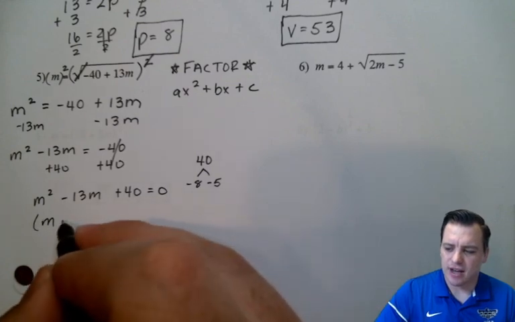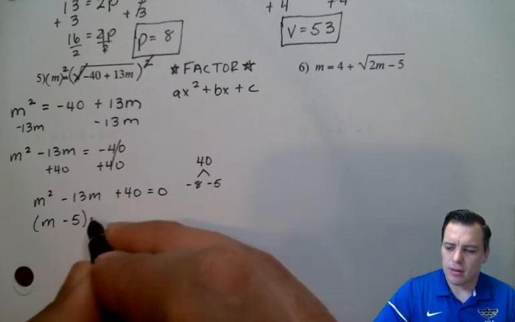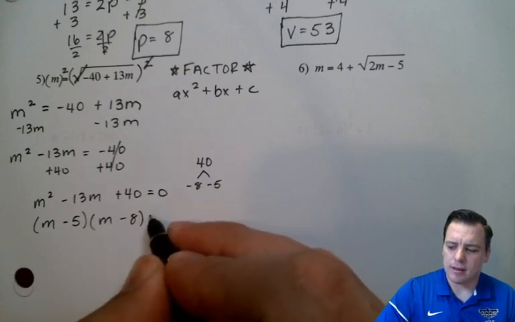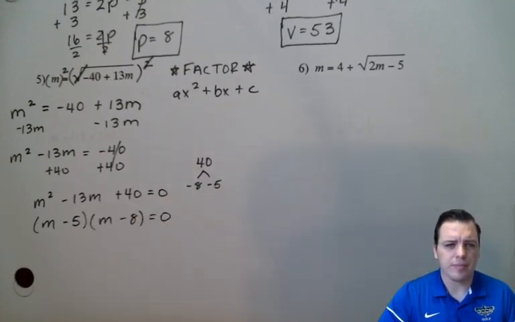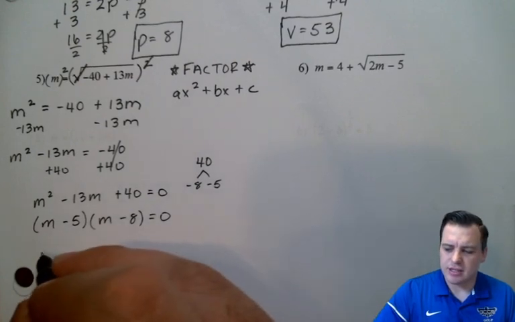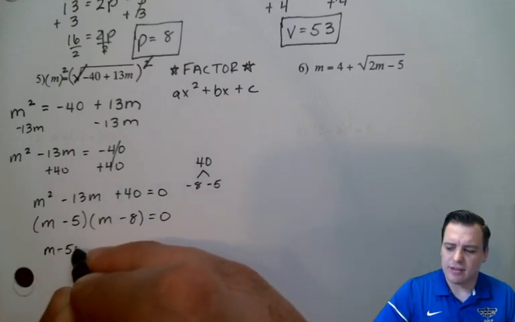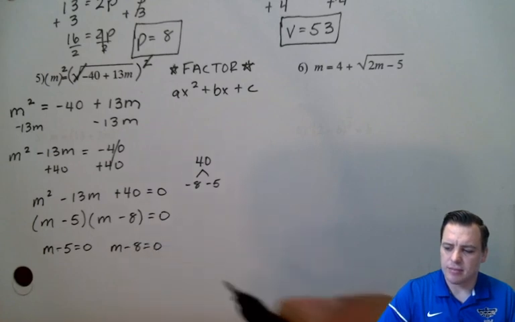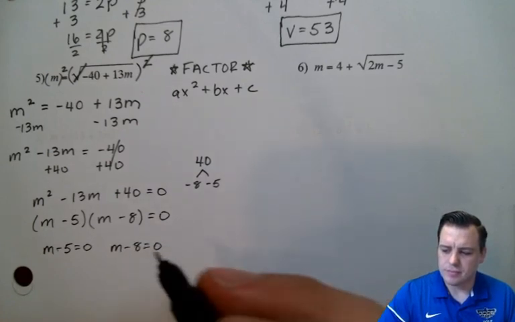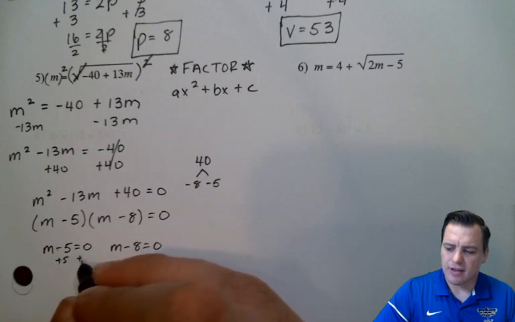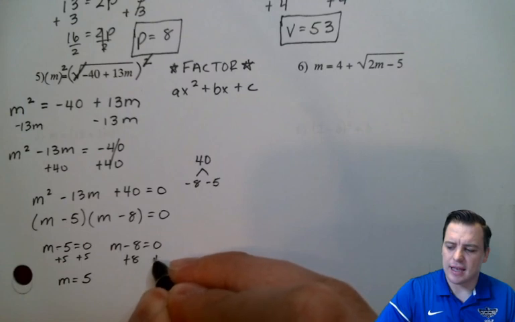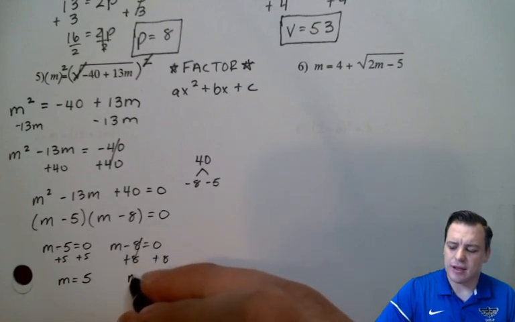M minus 5, m minus 8 is equal to 0. And then I can just say m minus 5 is equal to 0, and m minus 8 is equal to 0. Add 5, I get m is equal to 5. Add 8, m is equal to 8.